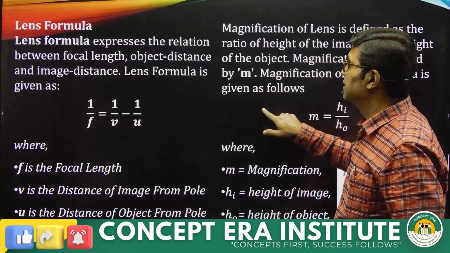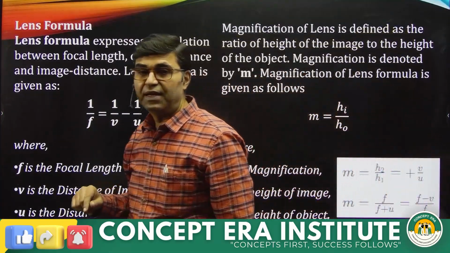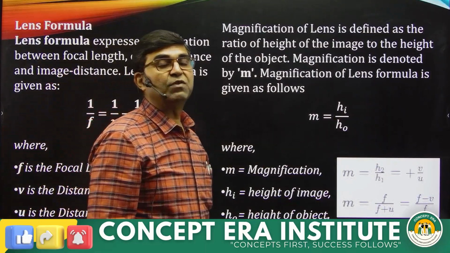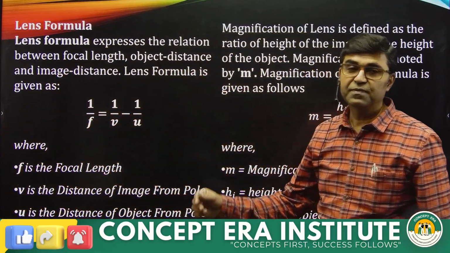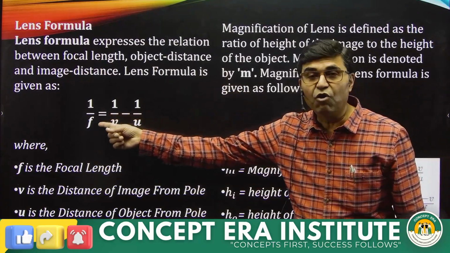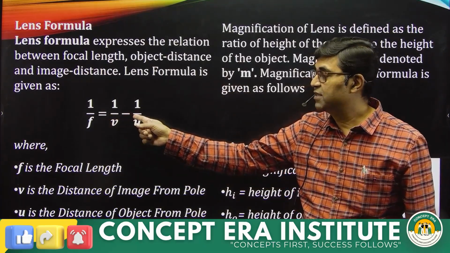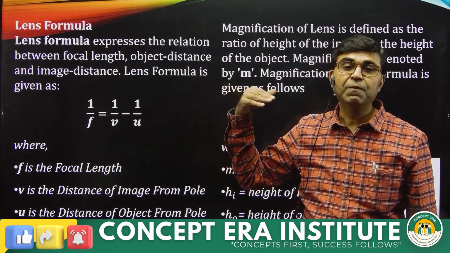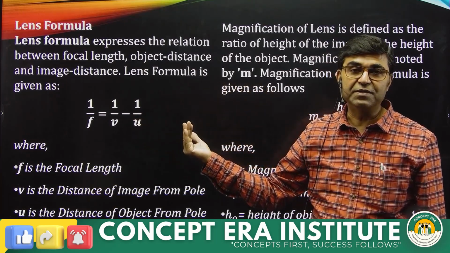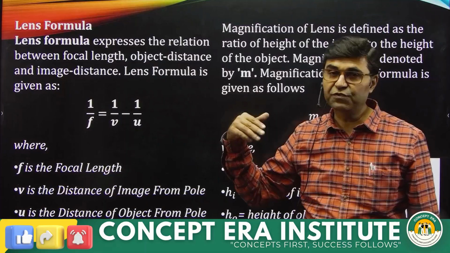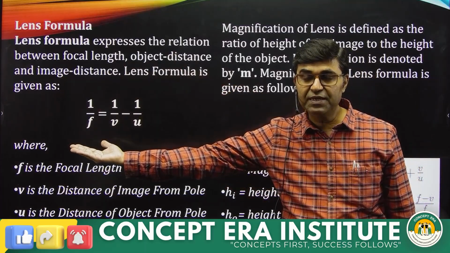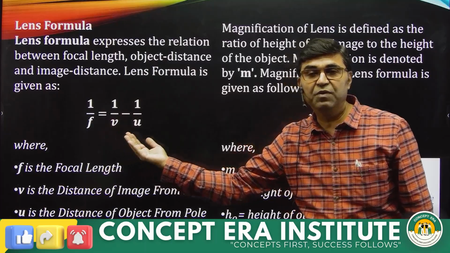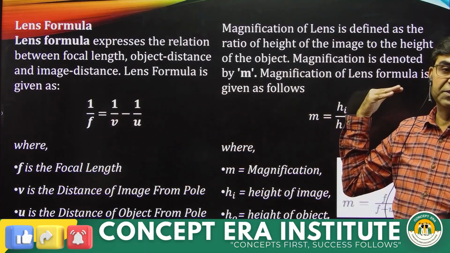Now coming to the lens formula or the lens equation. Remember the mirror equation? 1 by f equals 1 by v plus 1 by u. Here it is almost the same, but the plus sign is replaced by a minus sign. Why? Because in the case of spherical mirrors, the real image is formed on the same side as the object, but in the case of lenses, the real image will be formed on the opposite side of the lens.